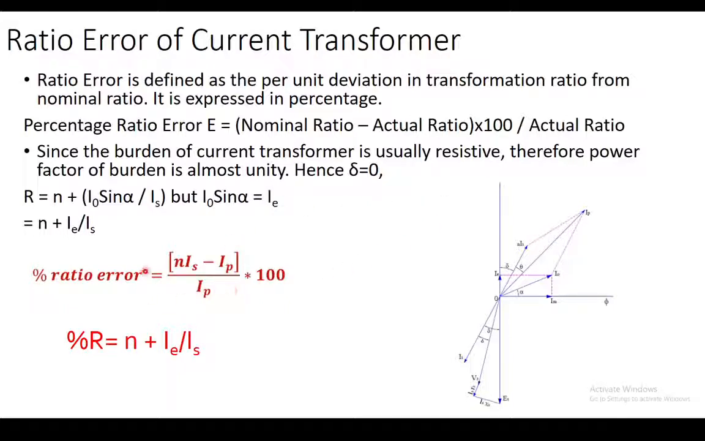Now, the percentage ratio error derived from the turns ratio is equal to the reflected secondary winding current, IP reflected secondary winding, minus IP, all over IP, times 100. It is also derived from this phasor diagram. And again, I will just put the derivation in the PDF file so that our discussion does not become too long.